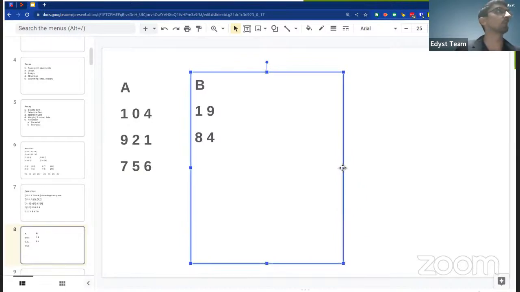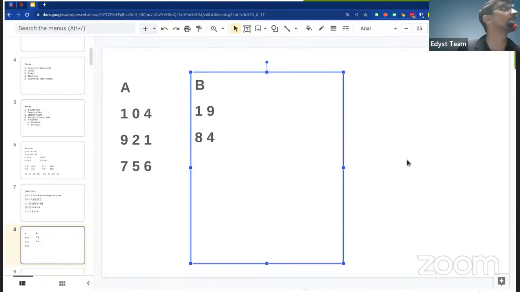Okay, multiply these 2 matrices and tell me. Write down what's multiply these 2. What happened? Not possible. Why? You don't know how to multiply? Then?